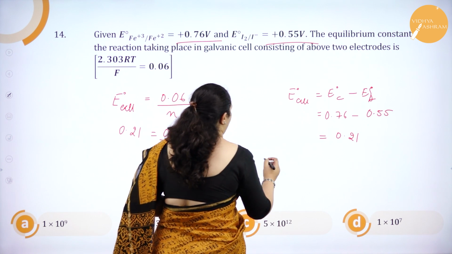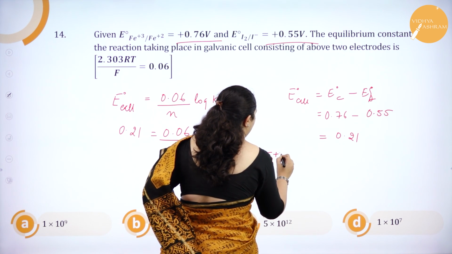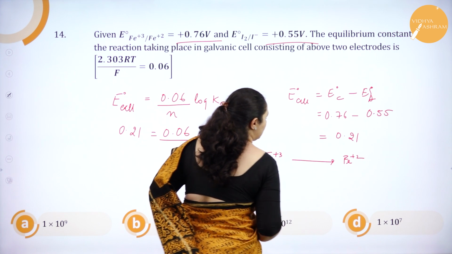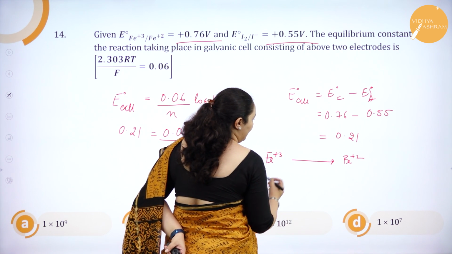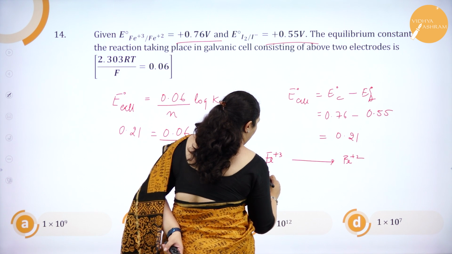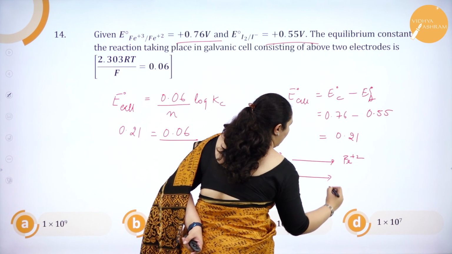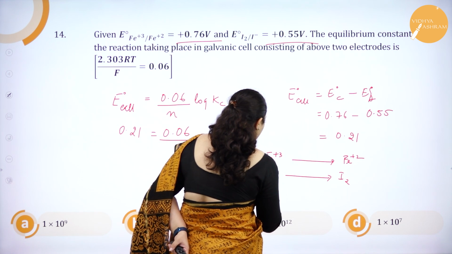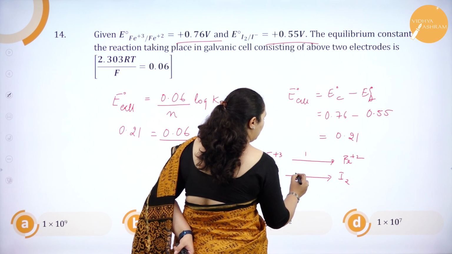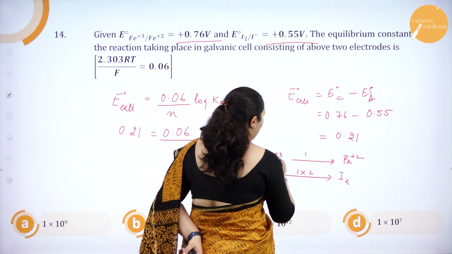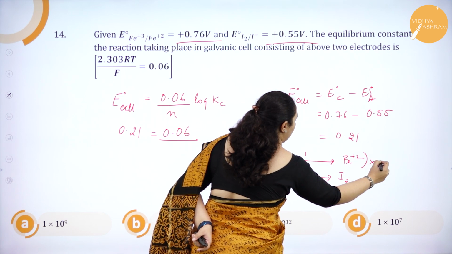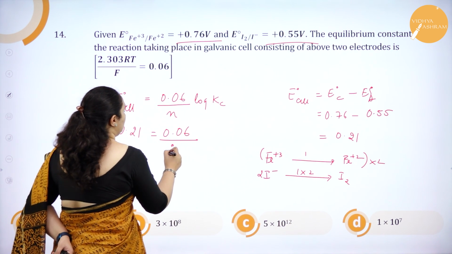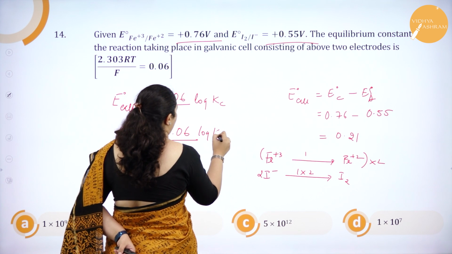So we have Fe plus 3, which is undergoing reduction to Fe plus 2 by accepting an electron, and we have iodide, which is undergoing oxidation because it's anode to give iodine. So I have required 2 here. This is 1 unit, this is 1 into 2. So of course the again into 2 I have to do. So N is 2 here. Okay, so 2 log Kc.